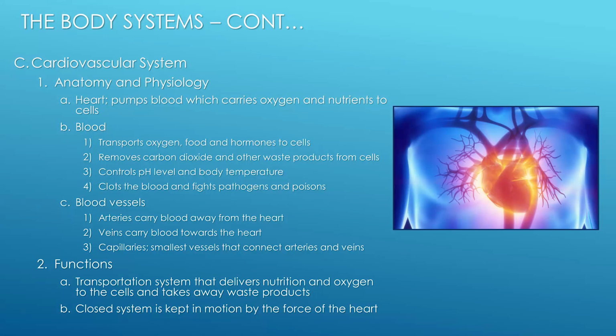C. Cardiovascular system, anatomy and physiology. The heart pumps blood which carries oxygen and nutrients to cells. Blood transports oxygen, food, and hormones to cells, removes carbon dioxide and other waste products from cells, controls pH level and body temperature, clots the blood and fights pathogens and poisons.